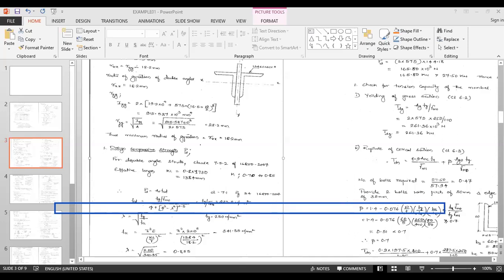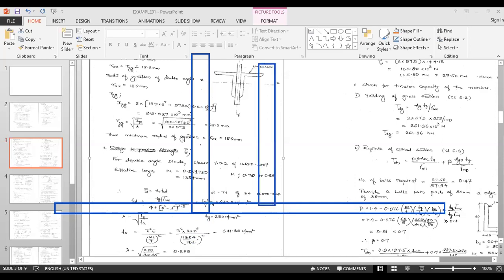Sir, it is not visible. Wait, which is not visible? What I'm doing right now? Steel table. It may come up. For all, it is not visible. Anybody who can see the steel table? No, sir. Just a minute, just a minute. Okay.